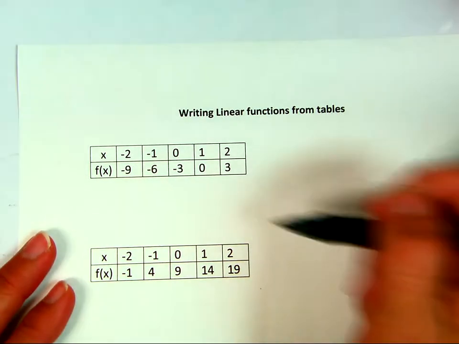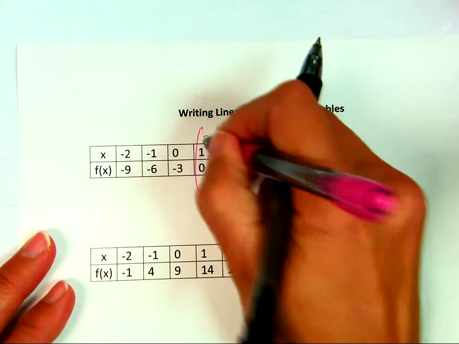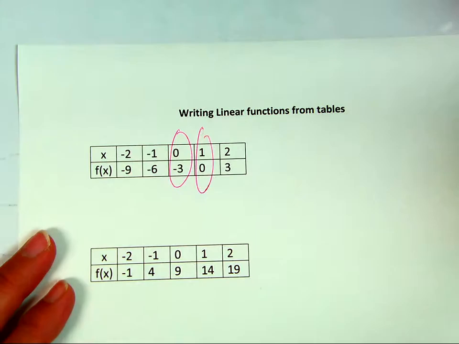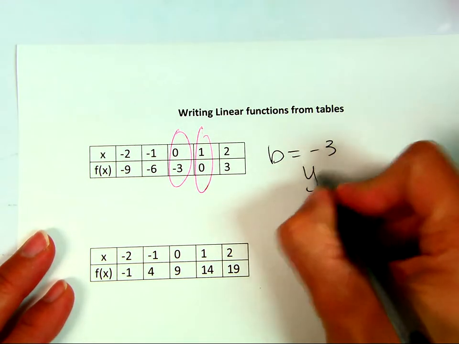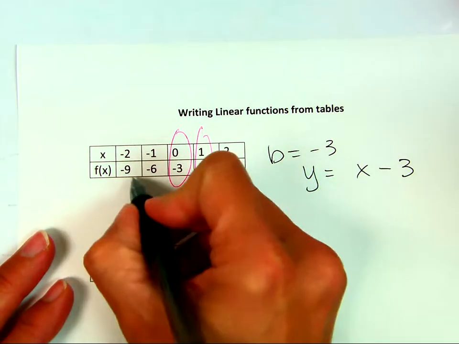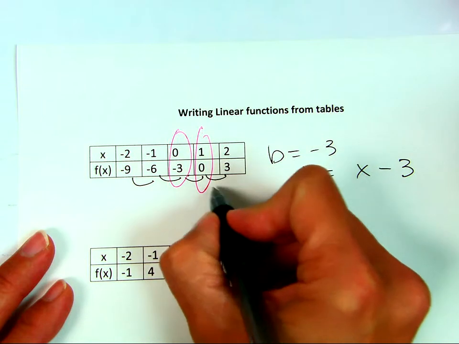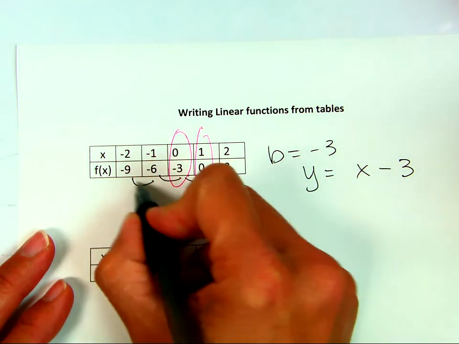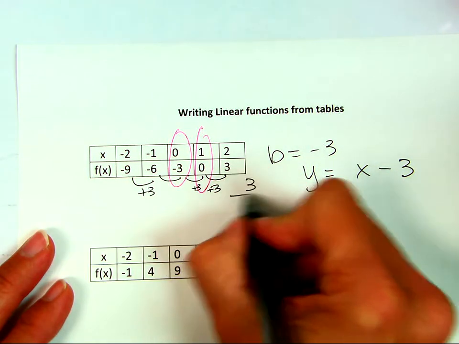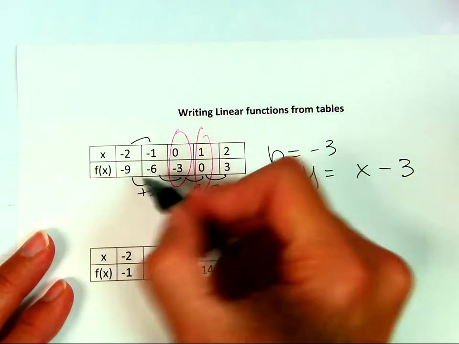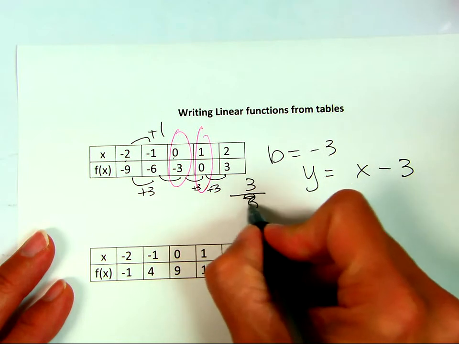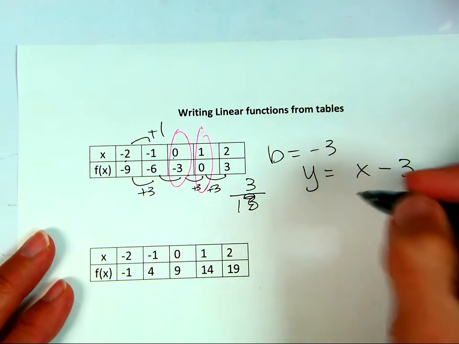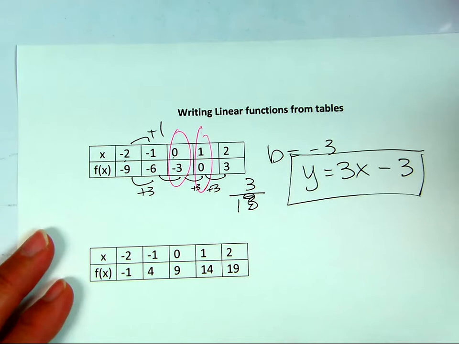Okay, let's do a few more examples. Here we go. So first, remember, I'm going to check out my y-intercept. Here's my y-intercept. So I know that b is negative 3. So I'm going to write my equation, something x minus 3. And then I'm going to find my change. So it looks like it's going up 3 each time. So my change in y is 3. Now I'm going to find my change in x. Looks like it's going up 1 each time as well. That means my slope is 3. So I put a 3 right there, and that is my equation.